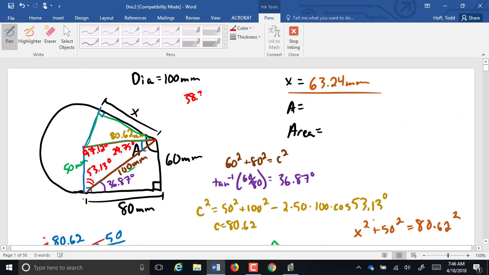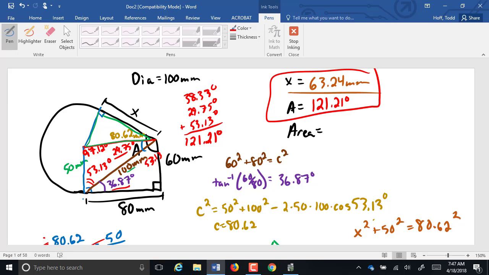So angle A is the 38.33 that we just found, plus the 29.75, plus this was 36.87. That makes this one up here 53.13. So we add those all up. We get 121.21 degrees. Does that look right? So we have x and we have the angle.